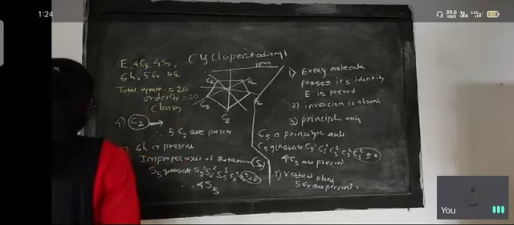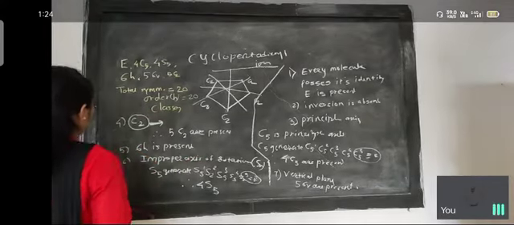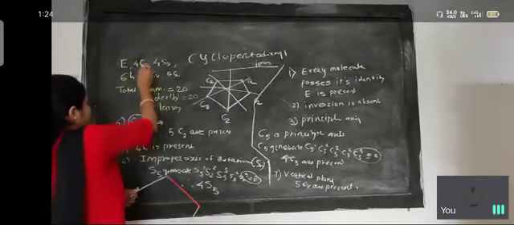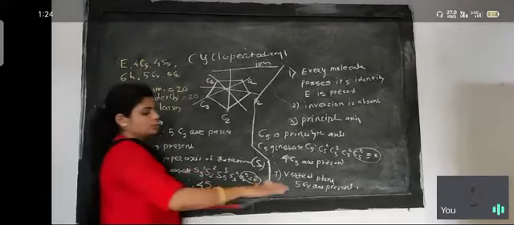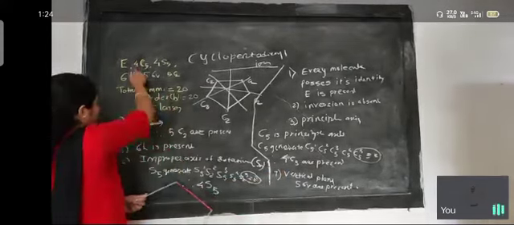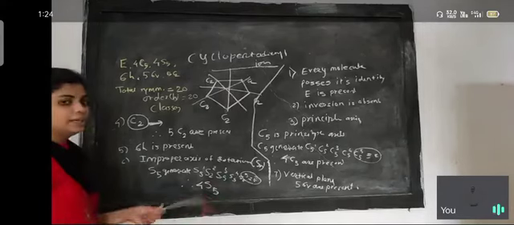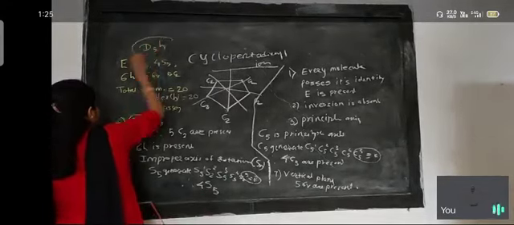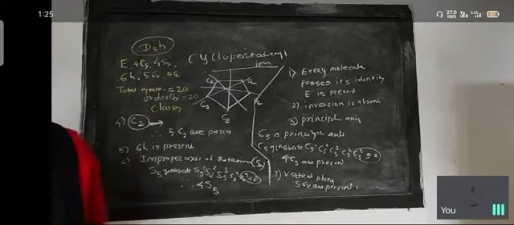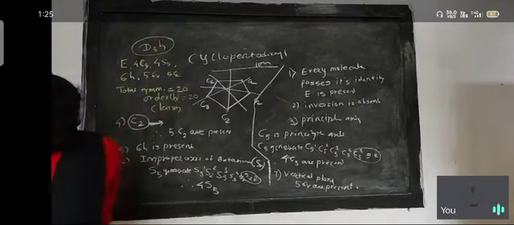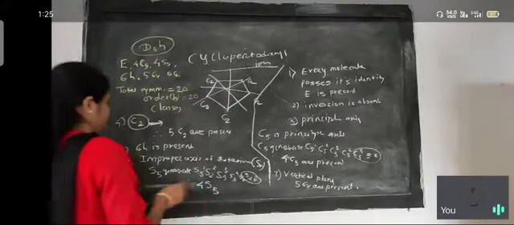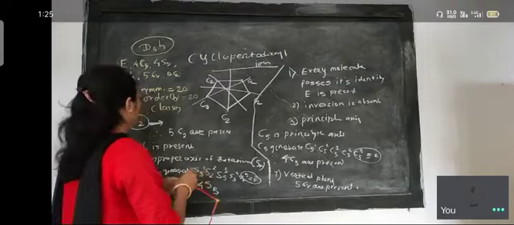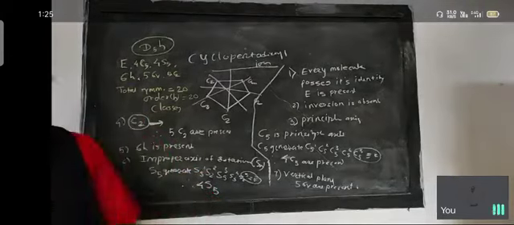Then the point group: the principal axis is C5, and that principal axis is perpendicular to sigma h. So that C5 gets converted into D. So the point group is D5h. So the point group of the cyclopentadienyl ion is D5h. This is all about the symmetry operations of the cyclopentadienyl ion.